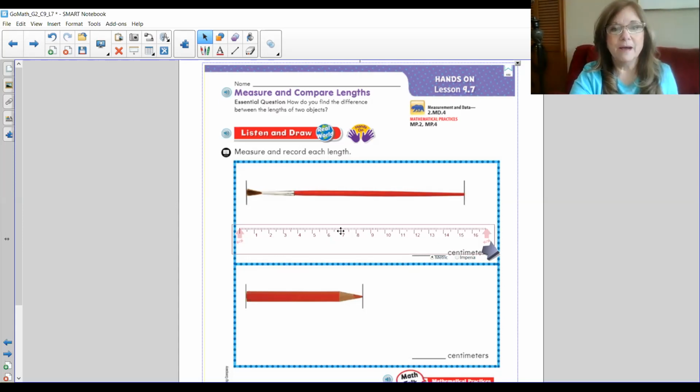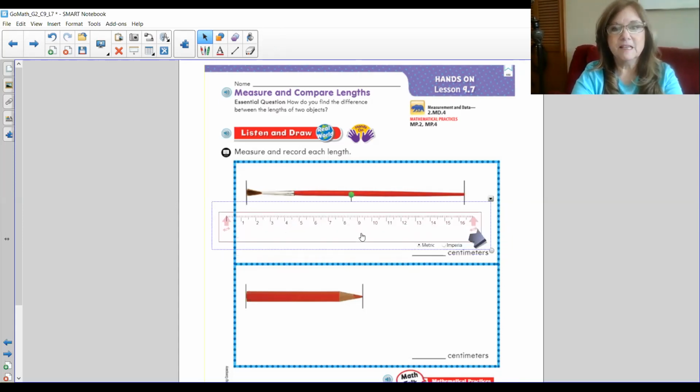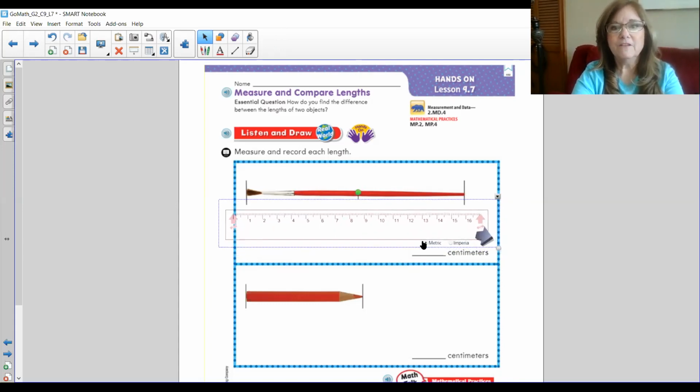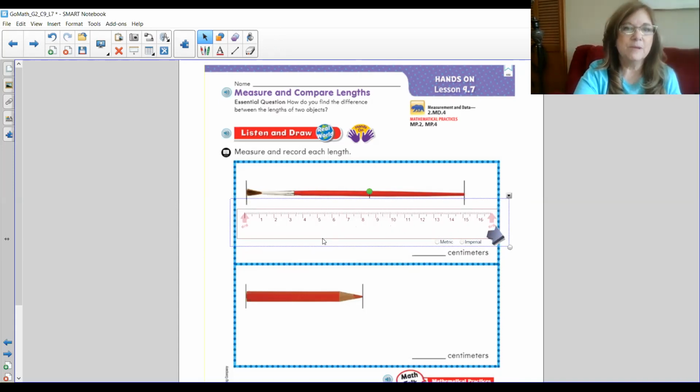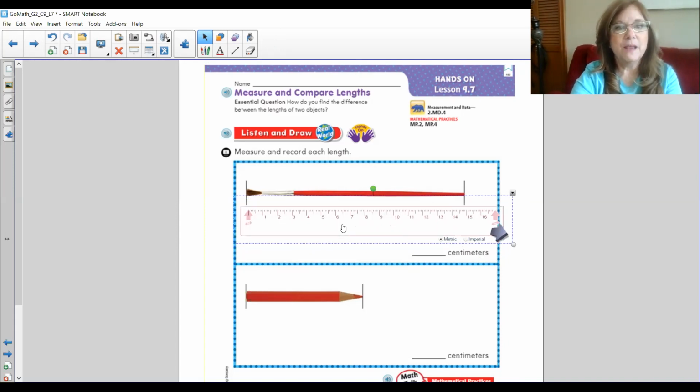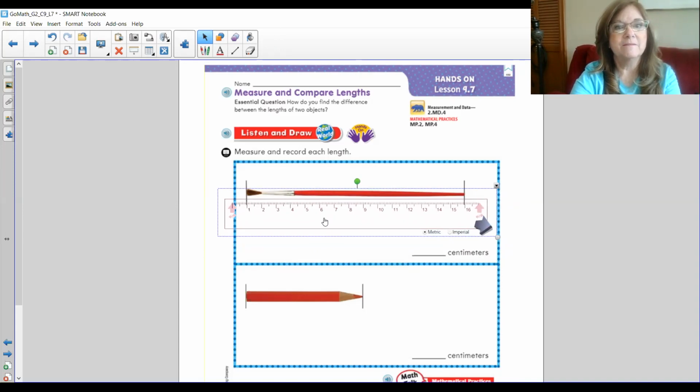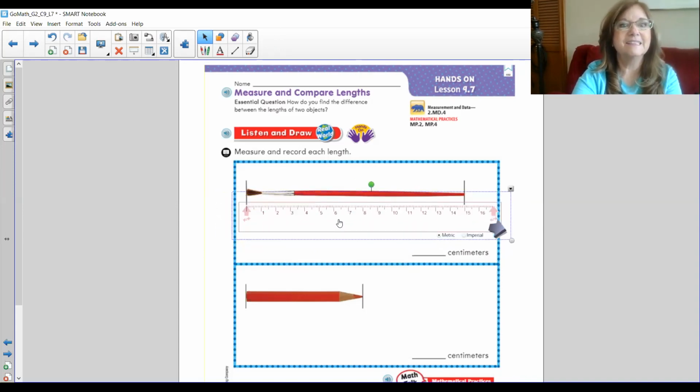And so if you look at my centimeter ruler, I have my little centimeter ruler right here. If I had it on inches, the numbers would be farther apart. So I want to make sure I've chosen the metric side. That's what a centimeter is. A centimeter and meters are metric measurements. So the first thing we want to do when we measure the paintbrush is, do we want to line up the edge of the paintbrush with the 0 or the 1? If you said at the 0, the very beginning, that is correct.